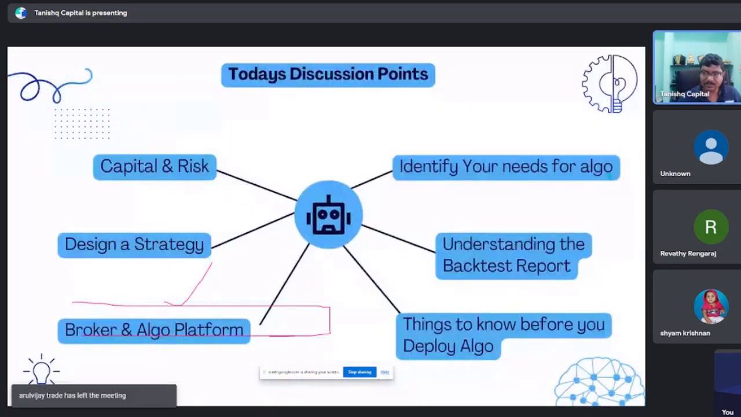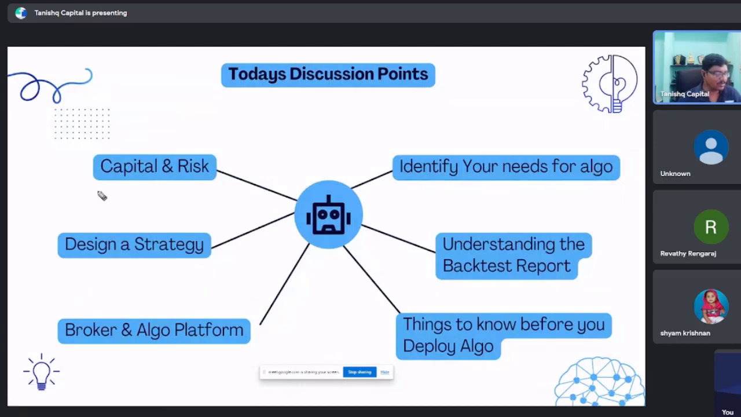Today's major discussion point is: what is the capital? How do you calculate your capital and risk? Don't blindly believe whoever is saying. Why you need to identify your algo: are you a trader? No. Are you a full-time trader? No. You don't know the market? Then what should be your purpose for algo? Then how do you design a strategy?